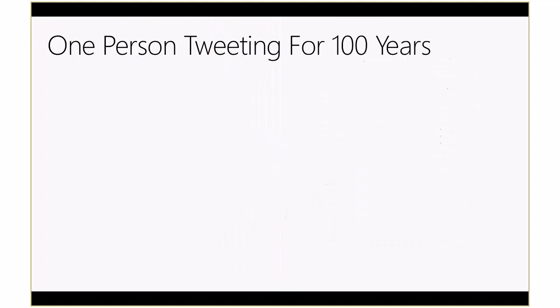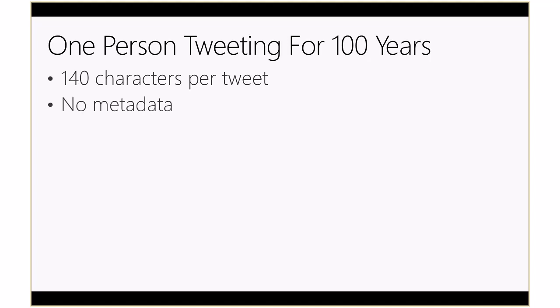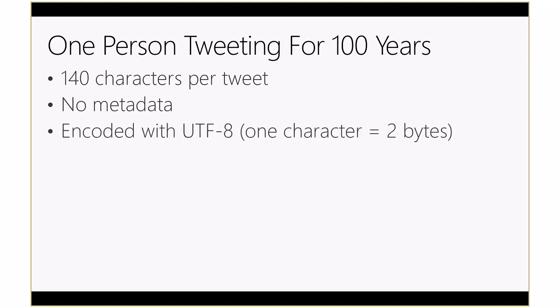So let's actually calculate how much data a person could generate. And since social media and social data is so hot right now, let's take an example in Twitter. So let's imagine that we have one person tweeting for 100 years. That person writes 140 characters per tweet. There's no metadata related to the tweet, like the date or the location or whatever. It's just a pure tweet. It's encoded in UTF-8, so one character is 2 bytes. He writes a tweet every 10 seconds.